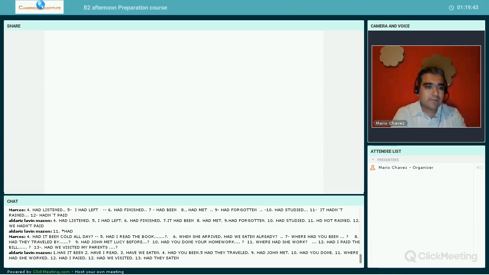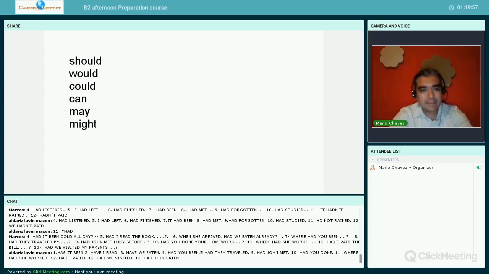For example, we have the modal verbs should, would, could, can, may, might, ought to, right, shall. All of these are modal verbs. What happens with these modal verbs? Well, what happens with these modal verbs is that they do not follow the structures of the regular verbs.